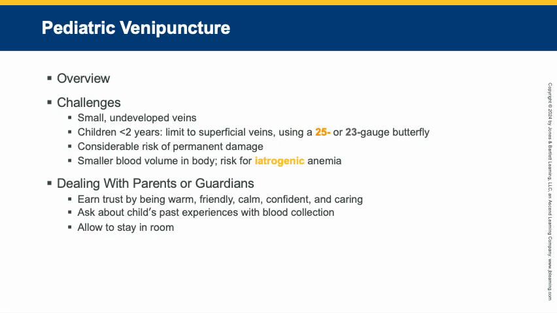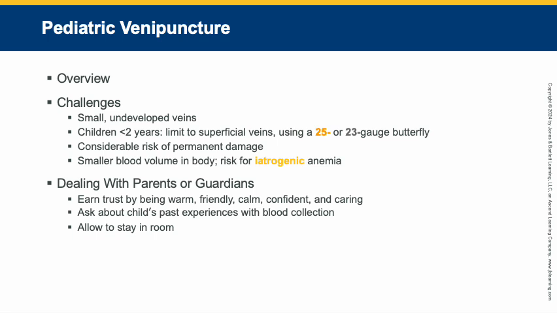So, children under 2, limit it to superficial veins. Also, make sure you use a 25 or 23 gauge if you don't have a 25 gauge butterfly. That is the smallest needle. Smaller blood volumes in the body. This is why we do not want to draw too much from those babies.